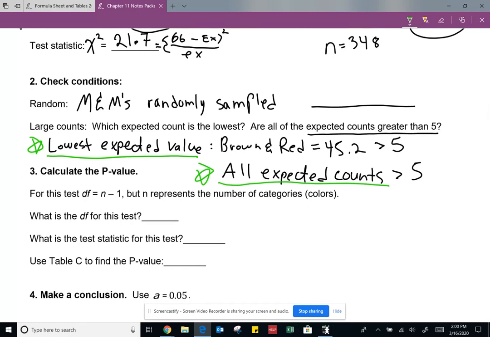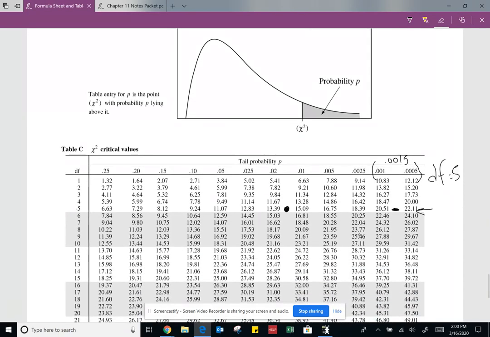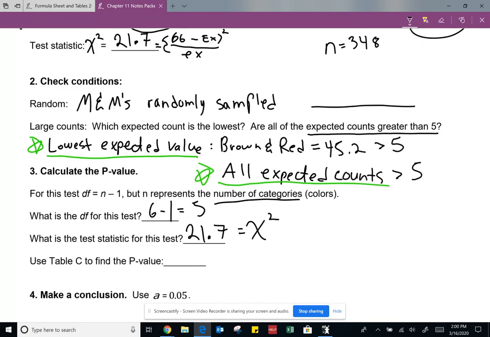Calculating the p-value: our degrees of freedom is 6 minus 1, because it's the number of categories minus 1, so we get 5. Our test statistic we already found is 21.7; this is our chi-square. Then we want to use table C to find that p-value. From the previous lesson, we said that our p-value would be somewhere between these two numbers here. So our p-value is about 0.0015. Again, that's just an estimate. It's not the exact value, but it's enough for us to make the conclusion.